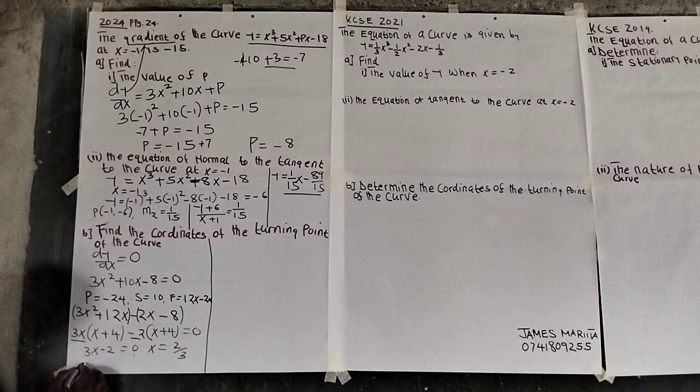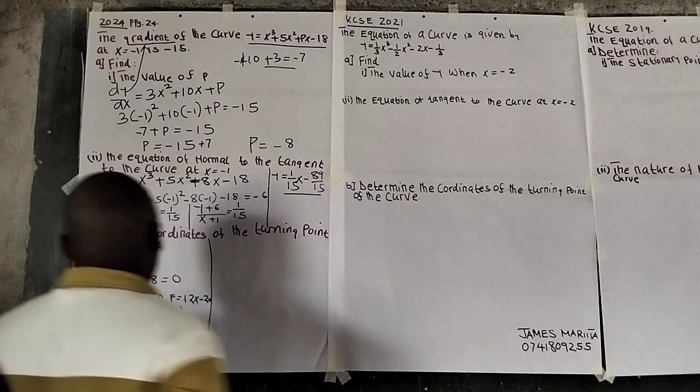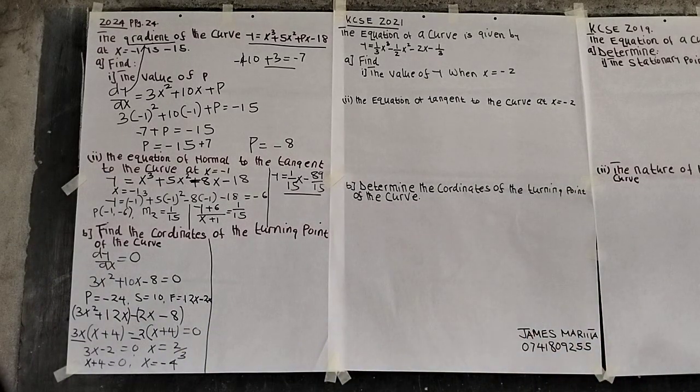Next we have x plus 4 equals 0. From here we conclude that the value of x is equivalent to negative 4. Now that we have the two values of x, x is equal to 2 over 3, or x is equivalent to negative 4.